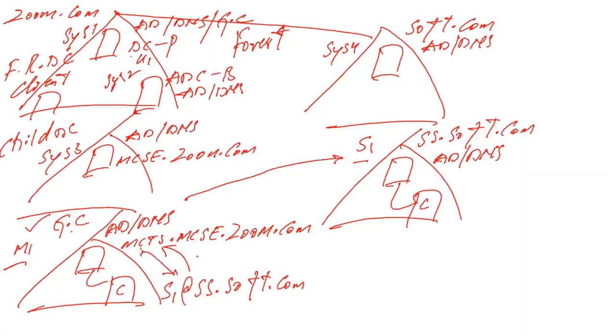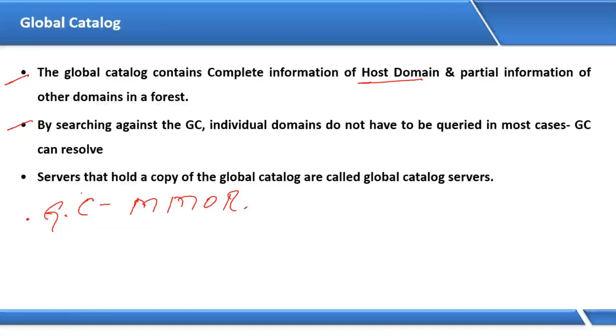So is the login service fast or slow here? Fast, because the searching of domains is fast here. So that's why it's written here: individual domains do not have to be queried in most cases. The global catalog can be used to search the domains, and the login service is fast here.